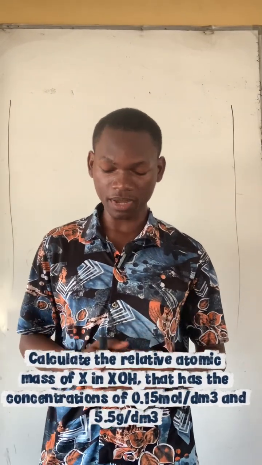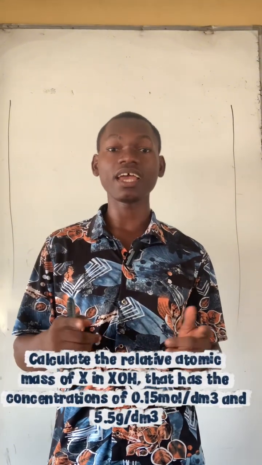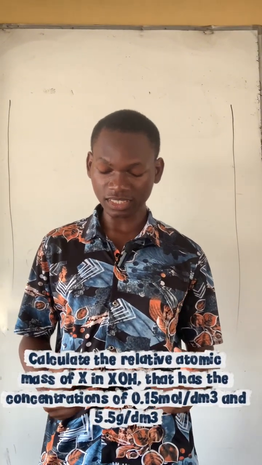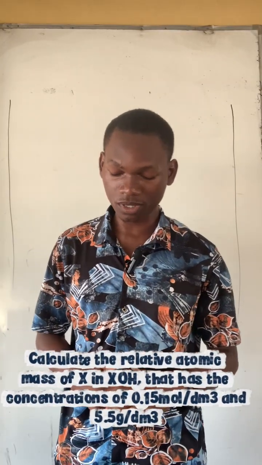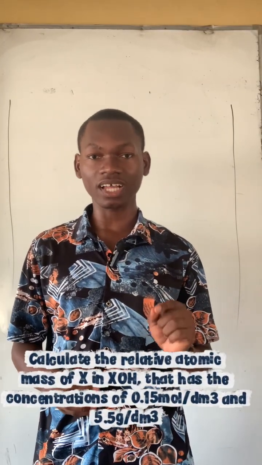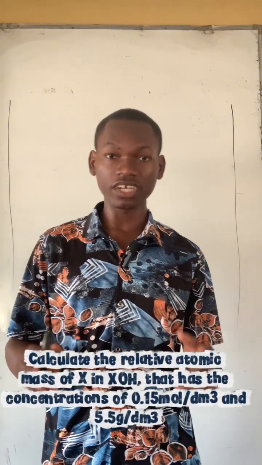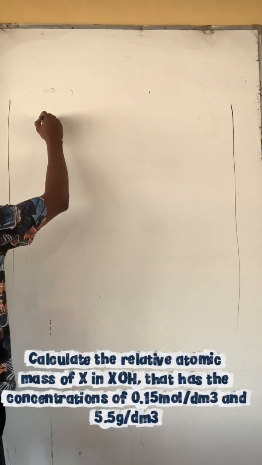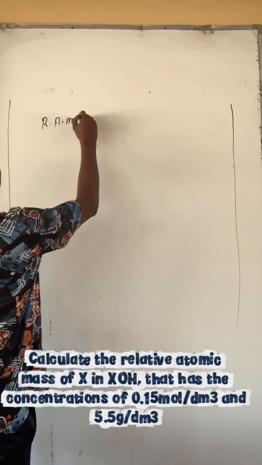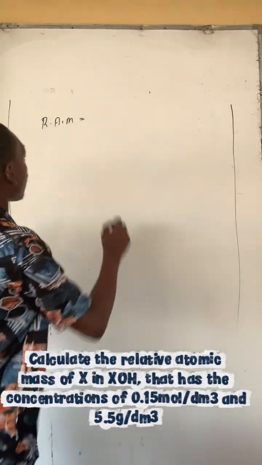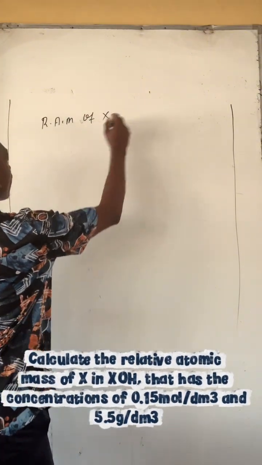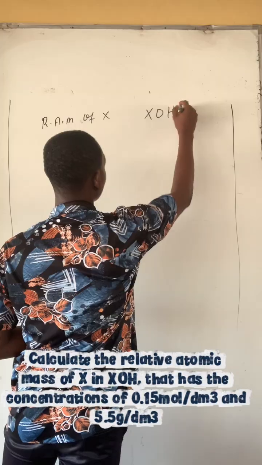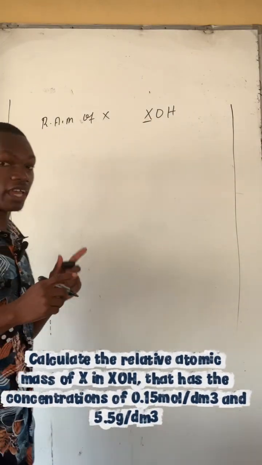The question reads: calculate the relative atomic mass of X in XOH that has the concentrations of 0.15 mole per dm cube and 5.5 gram per dm cube. Very easy. We are asked to calculate the relative atomic mass, meaning the mass of an atom, and that atom is X. And X is in the formula XOH. We want to find the atomic mass of X.